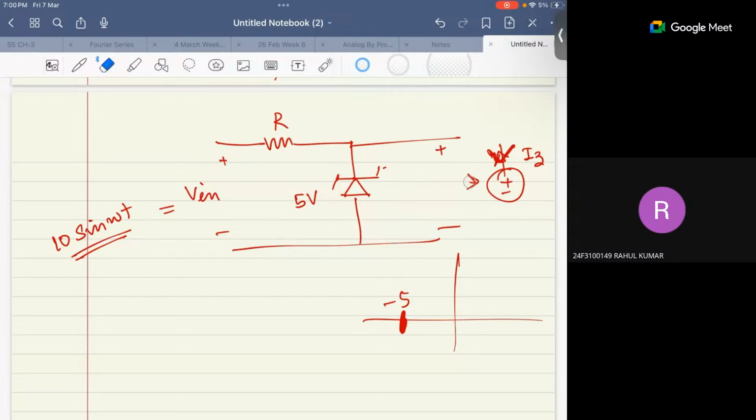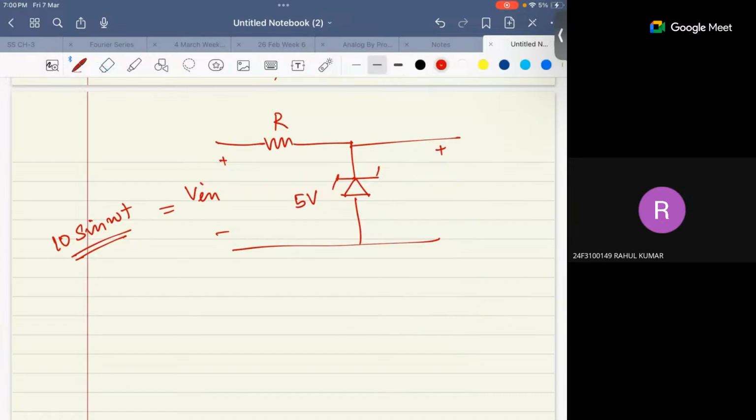It works as an opposing battery, according to the polarity. If you are taking plus and minus across this diode, and this potential is crossing 5 volt, then because it is crossing the breakdown voltage, you will replace it with a voltage source like this, plus minus.